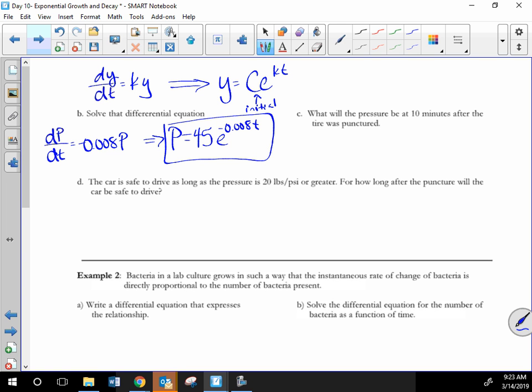What will the pressure be at 10 minutes after the tire is punctured? So now we just use this equation to solve. So now I have an equation for my pressure. Before I had an equation for my rate at which the pressure was changing. I used that to get my equation for my actual pressure. So now I want to know what will the pressure be at 10 minutes. All right, so I'm going to write P of 10. I feel like that's better notation. So I have 45 e to the negative 0.008, and my time is 10, and we just punch that into our calculator. What do we get?